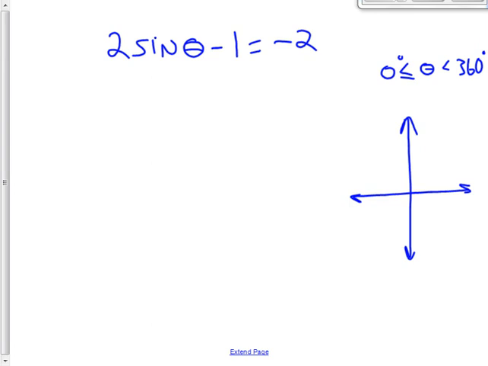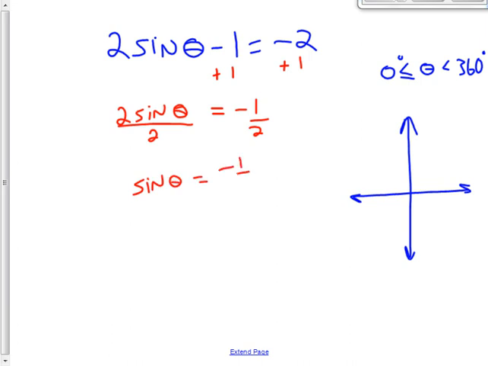Because when we come to a problem like this, that's what we're going to do. The goal is to get the theta by itself. So I need to solve the equation first. I'm going to add 1 to both sides, so I get 2 sine theta is equal to negative 1. Divide by 2. Sine theta equals negative 1/2. I want to get the theta by itself, so I need to do the inverse sine to get rid of the sine.